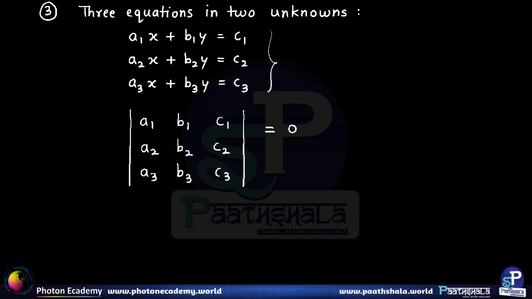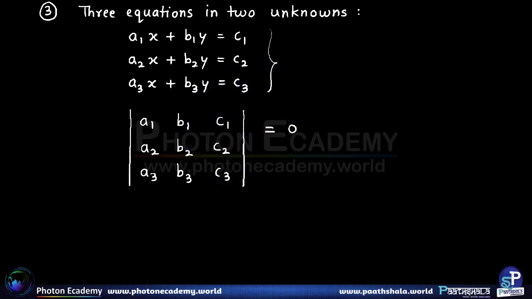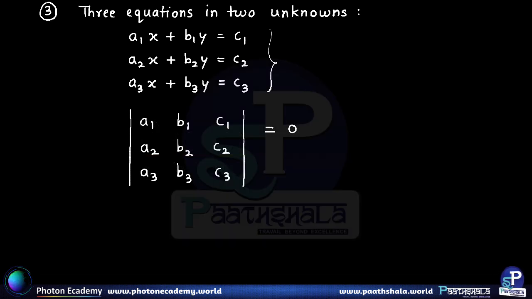But it should be remembered that the converse is not necessarily true, that is, if the determinant is 0, then it does not mean that the system has a unique solution, that is, the determinant being equal to 0 does not guarantee the consistency. But if the equations are consistent, then it always means that the determinant is equal to 0.